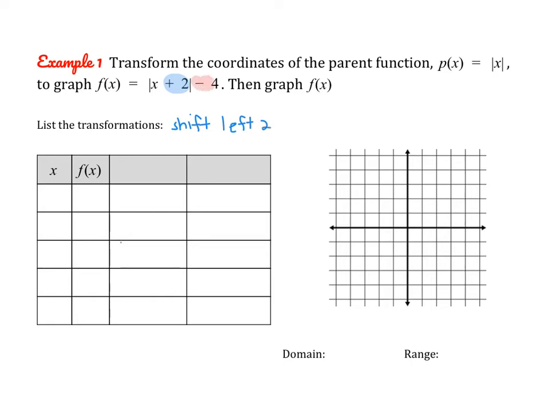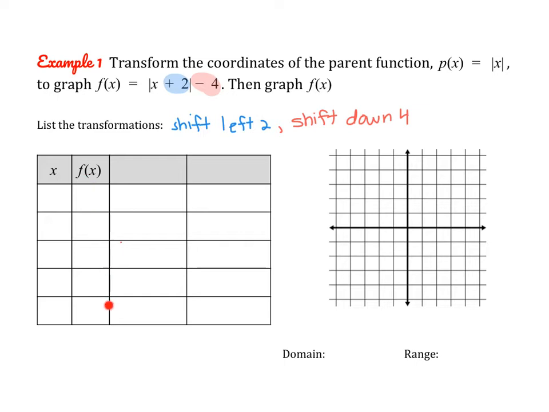Then the other transformation we see is right here. Since we're subtracting 4 outside of the absolute value signs, this is going to shift our graph down 4. So we have 2 translations, left 2 and down 4. Now we're going to see if we can use these to help manipulate our coordinates.